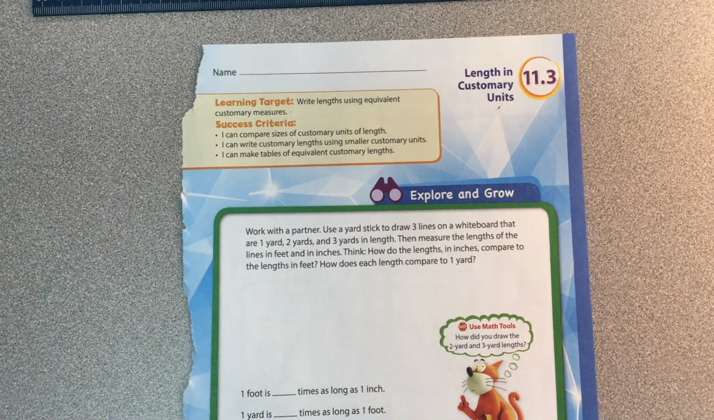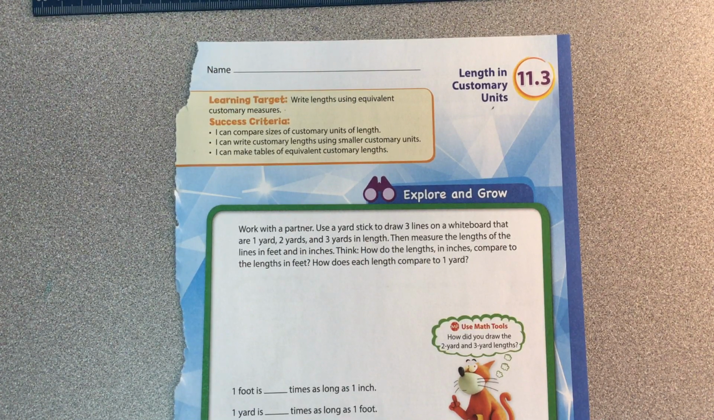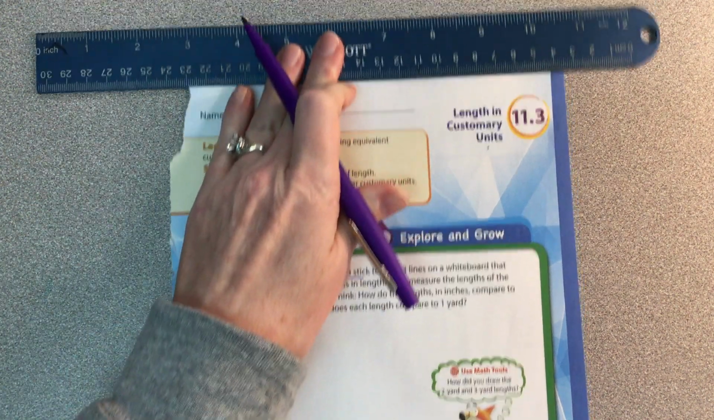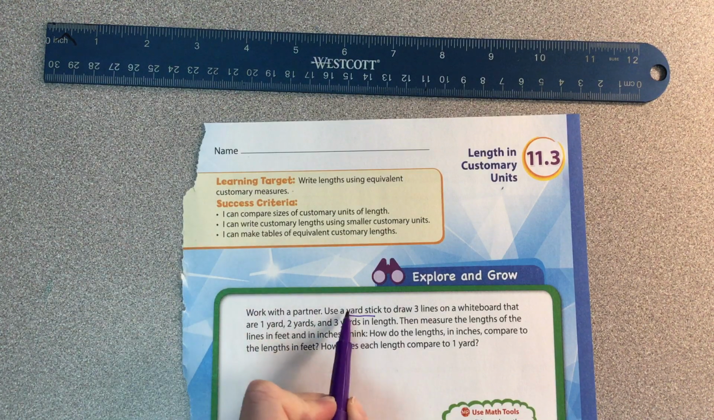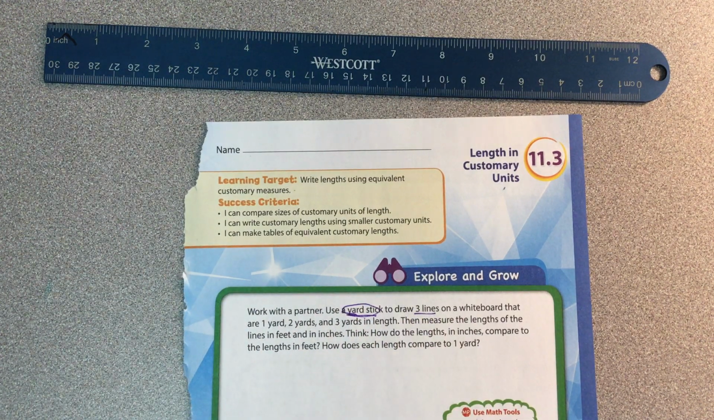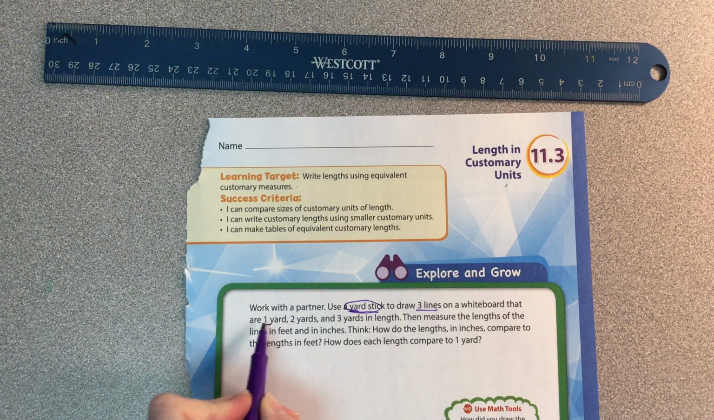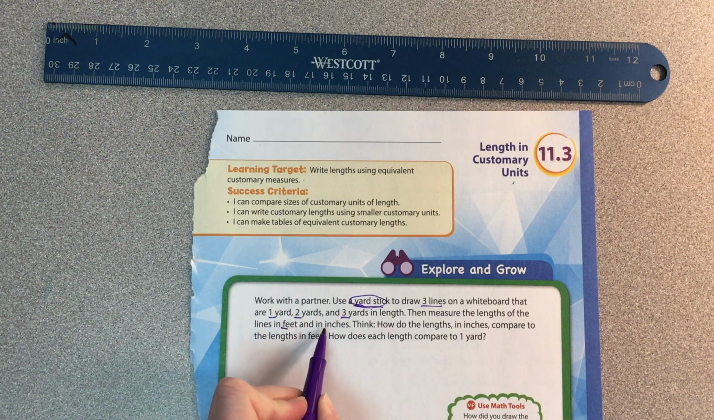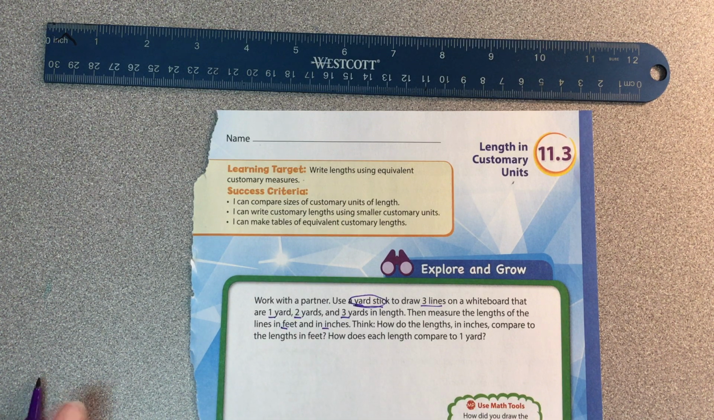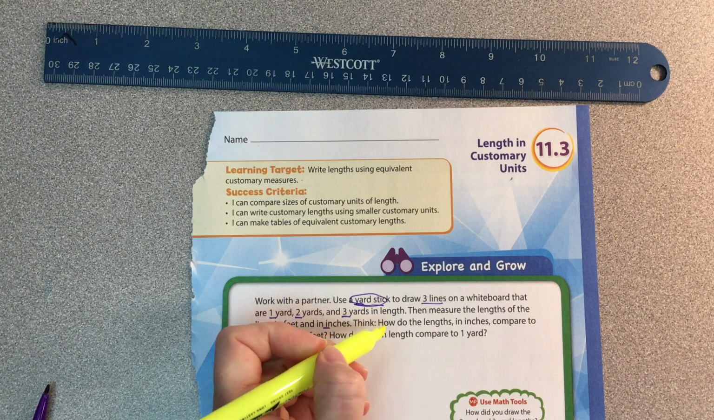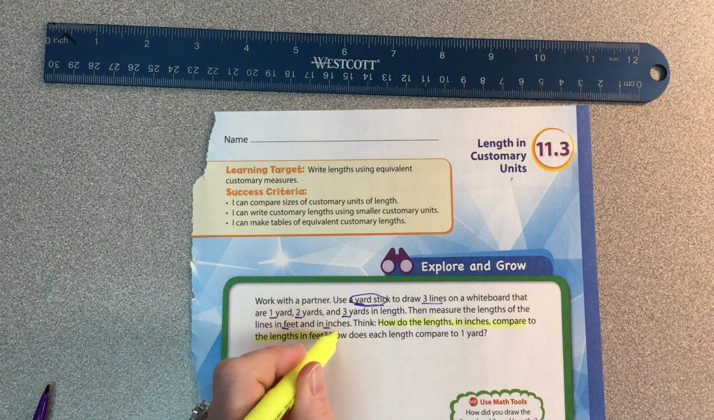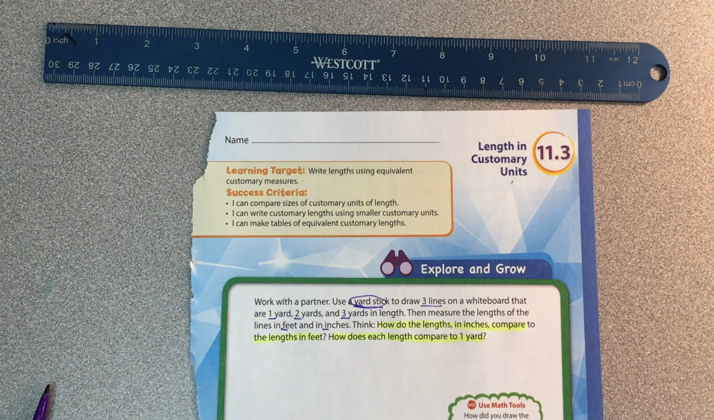So let's look at the Explorer that they want us to do today. They want us to work with a partner and use a yardstick. They want us to use a yardstick to draw 3 lines on a whiteboard: one that's a yard, one that's 2 yards, and one that is 3 yards in length. And then measure the lengths of the lines in feet and inches. They want us to think about, how do the lengths in inches compare to the lengths in feet? And then how does each length compare to 1 yard?